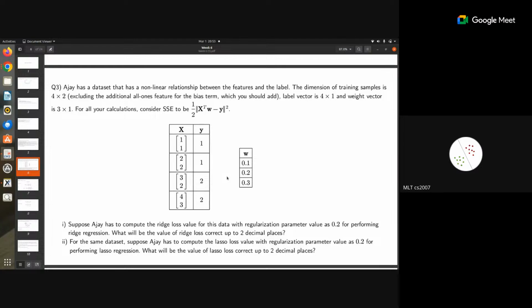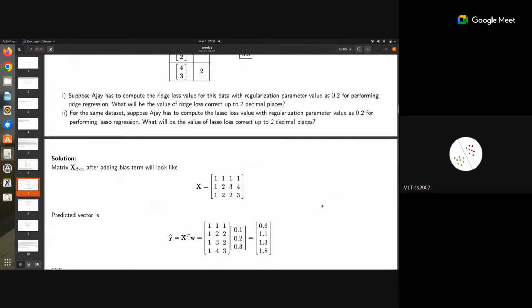We'll discuss that part. What is question 1? Suppose Ajay has to compute the ridge loss value for this data with regularization parameter as 0.2. So what is the value of lambda here? 0.2. Okay. What will be the value of the ridge loss, correct up to 2 decimal places? Let us try to see that first, and then we'll go for the second question.